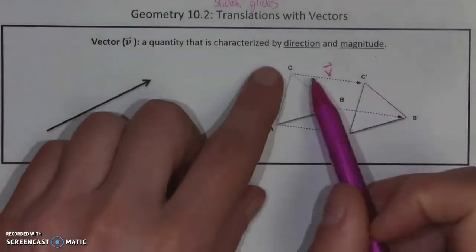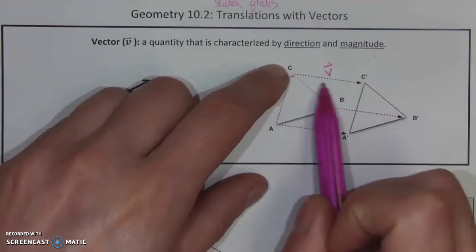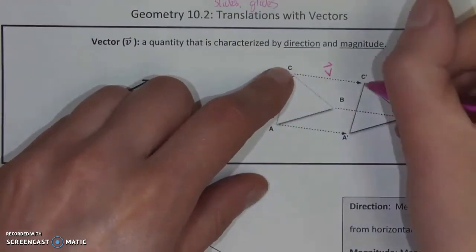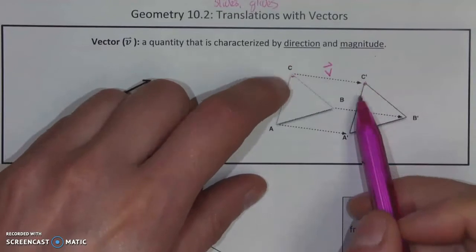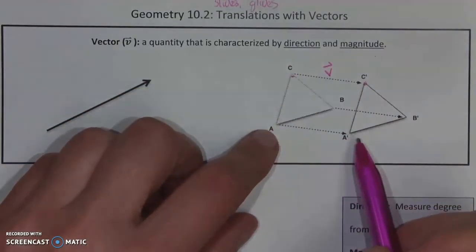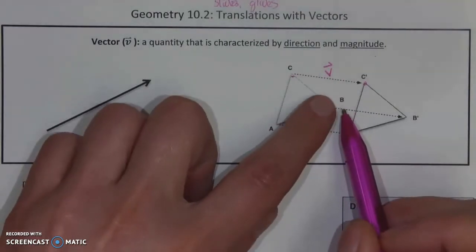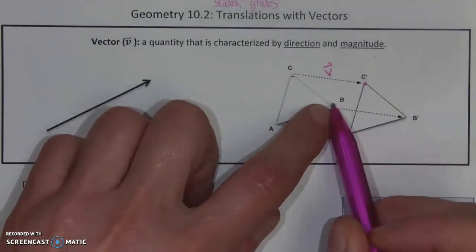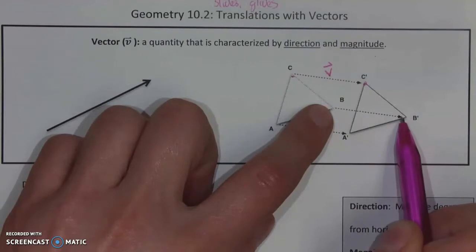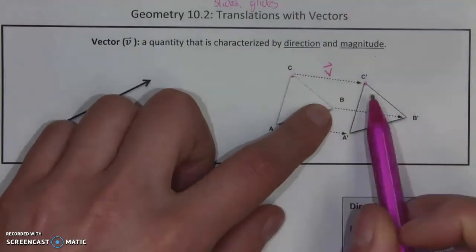But notice how these vectors work. I've moved C to its new location, C prime, along that vector. I did the same thing with A here. It slid down that vector to get its new location, and the same thing with B. It slid all the way down to B prime.